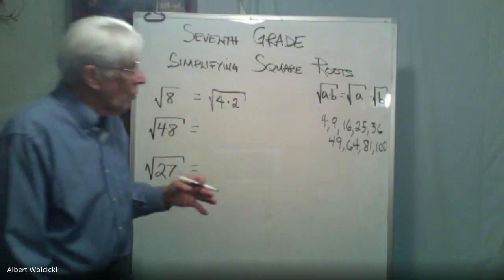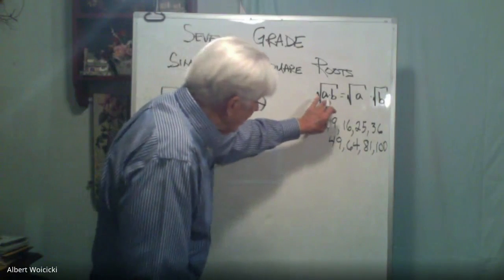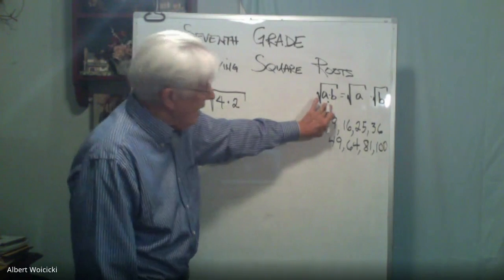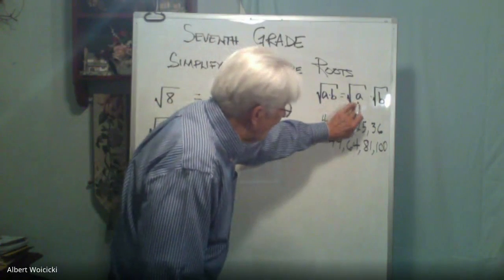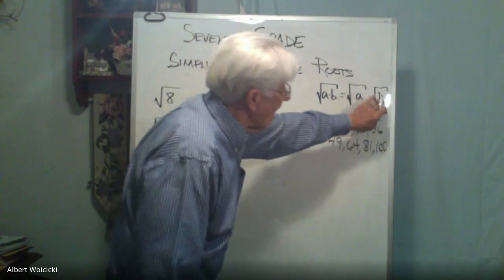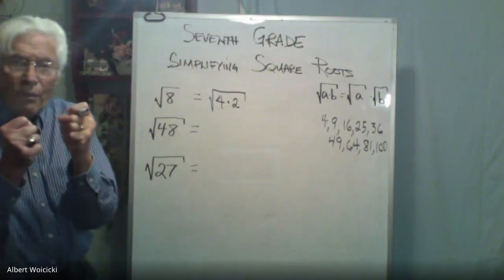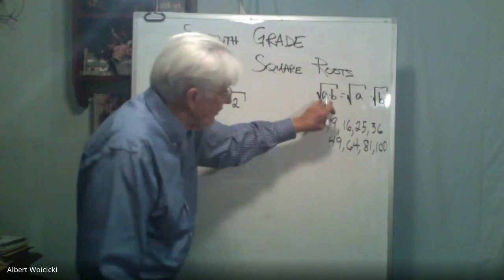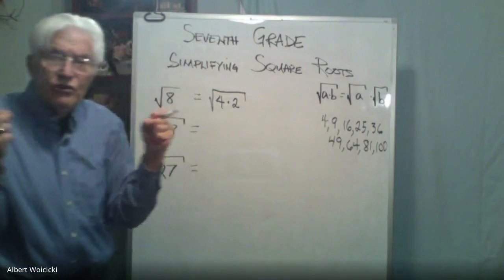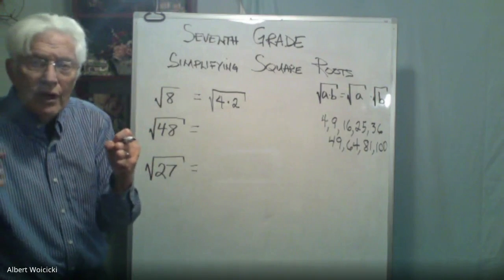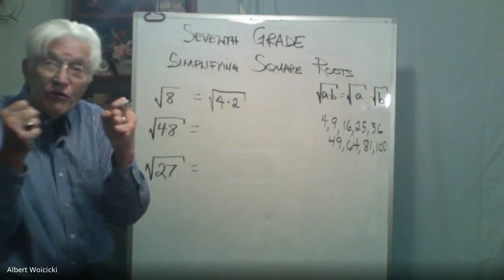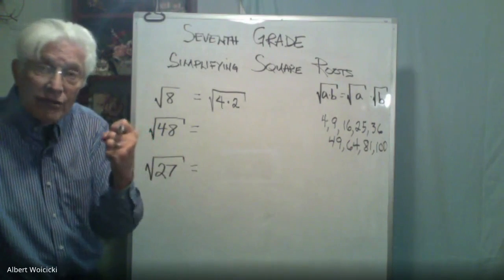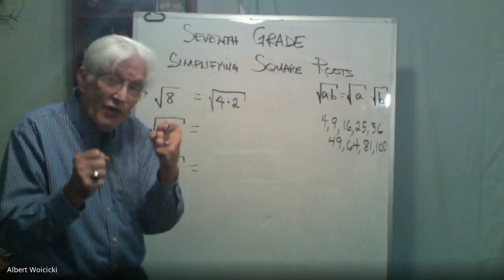But then there's a rule. The rule says that the square root of a times b is equal to the square root of a times the square root of b. I split the two up. Here they were in the same room, and now I put them into 2 different rooms. They were multiplied in the same room. They're multiplied in 2 different rooms. Cool, isn't that? All right. So we got to get that settled first.